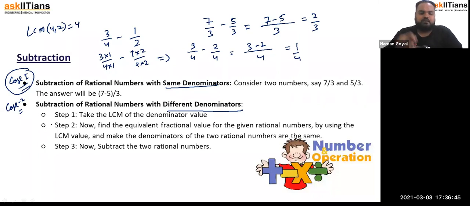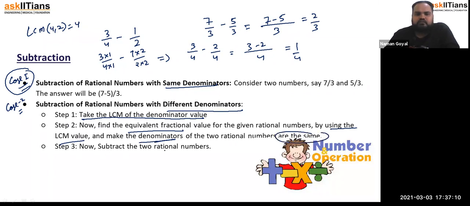Now if you see the steps, the steps are given in this part. See, step 1, take the LCM of the denominator values. Now find the equivalent fraction for the given rational numbers using the LCM value and make the denominators of the two rational numbers the same. Now subtract the two rational numbers. Got it? The same steps we use in addition, same steps we are going to use here. Are you getting my point? I hope you got my concept, right?